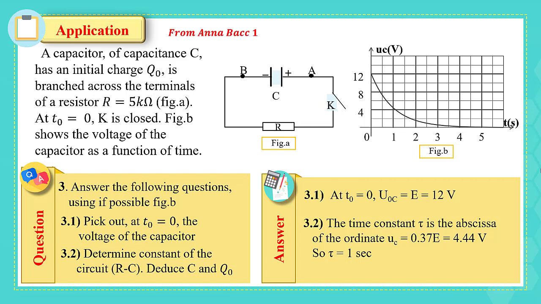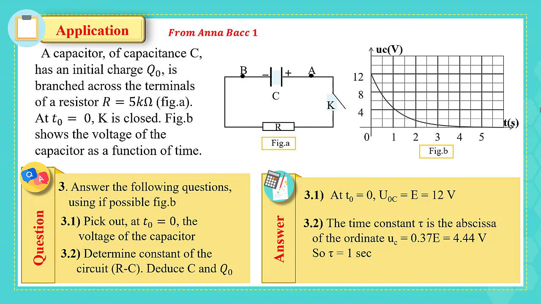Part B. Determine the constant of the RC circuit, and deduce C and Q0. What do we mean by the constant of the circuit? We mean tau, and we know that at time t equal to tau, the ordinate UC is equal to 0.37 times E. Then I have to calculate this value, which is 0.37 multiplied by 12, equal to 4.44 volts.